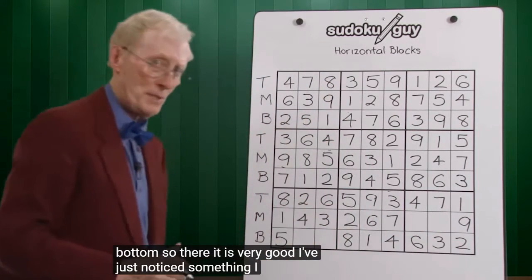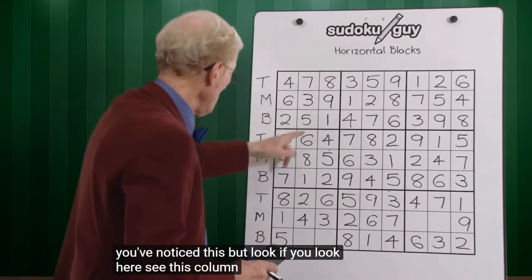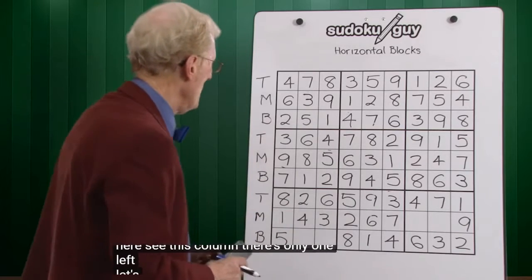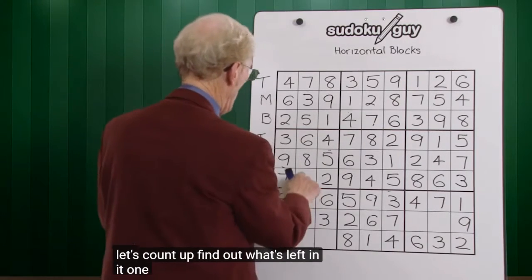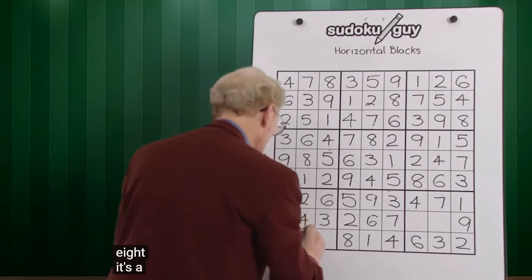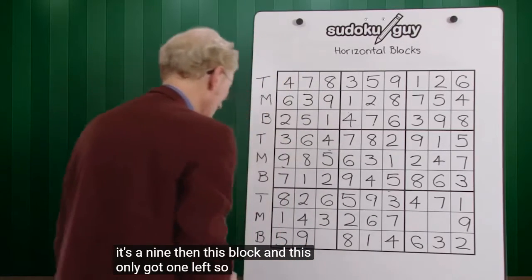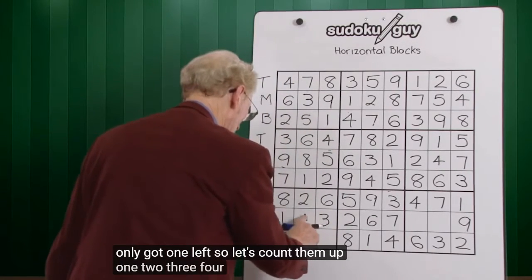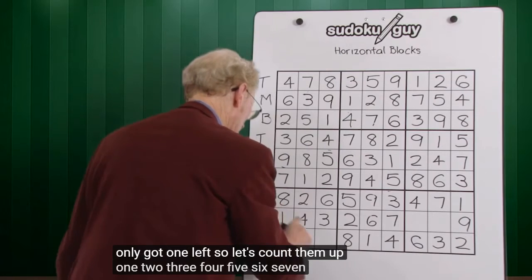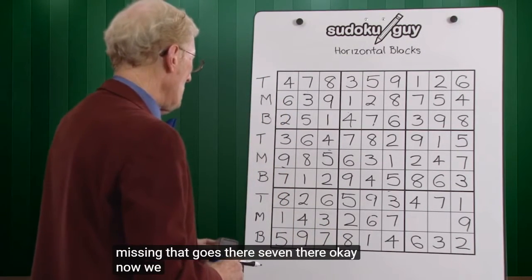I've just noticed something. I don't know if you've noticed this, but look. If you look here, see this column? There's only 1 left. Let's count up and find out what's left in it. 1, 2, 3, 4, 5, 6, 7, 8. It's a 9. Then this block, we've only got 1 left, so let's count them up. 1, 2, 3, 4, 5, 6, 7 is missing. That goes to 7 there. Okay, now we were up to 6.